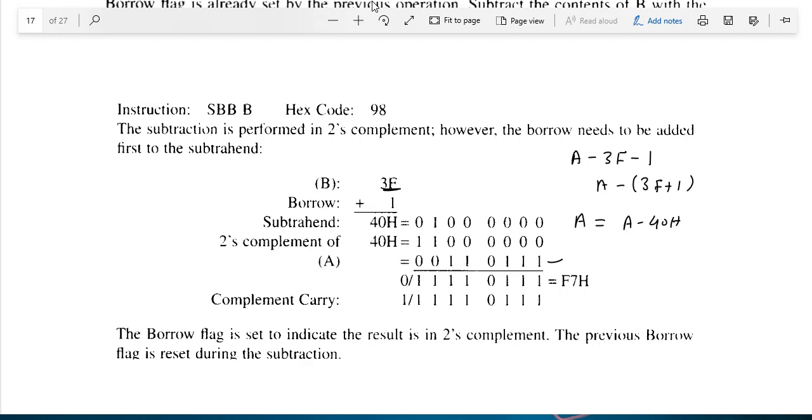So we will take the 2's complement of 40H. This is 40H. If we take the 2's complement, then the 2's complement will be 1 1 0 0 0 0 0 0. Now this 2's complement number will be added with the accumulator. This is the accumulator: 0 1 1 0 1 1 0 1 1 0 0 0 0 1 1 0 1 1 1 0 1 1 0 1.